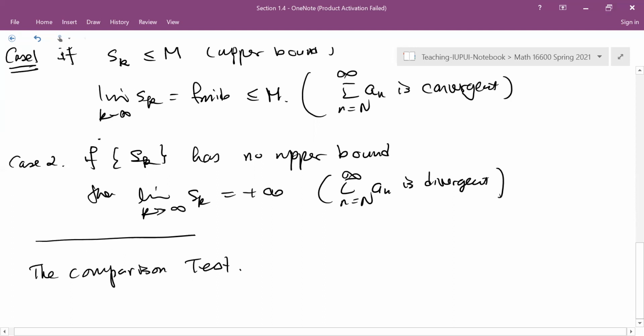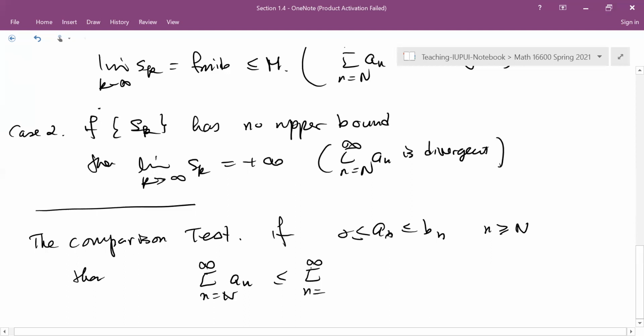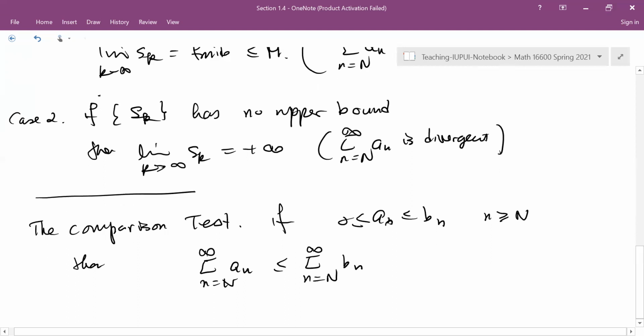The comparison test says that if you have two series, and if this inequality is true for n greater than or equal to some capital N, then this series is less than or equal to that series. That sounds obvious, right? I think this is obvious. Don't need to express.